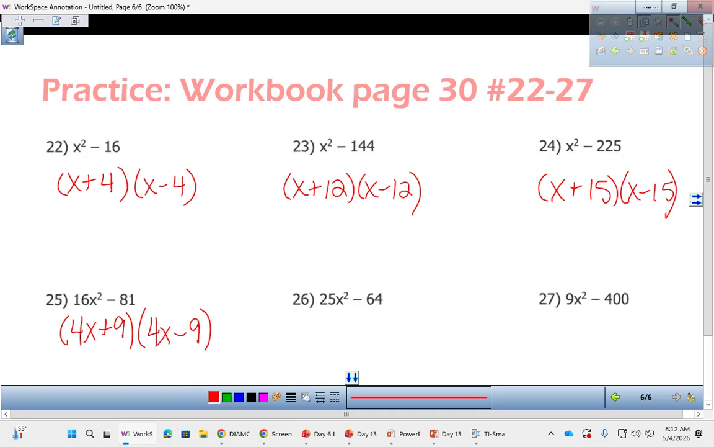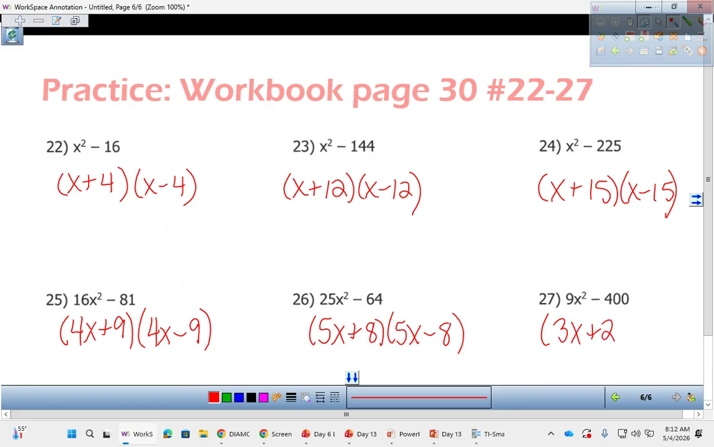4x plus 9, 4x minus 9. All right, that's 4. 5x plus 8 and 5x minus 8. Very good. All right, last one. We were doing so good. All right, good. 3x plus 40, 3x minus 40.